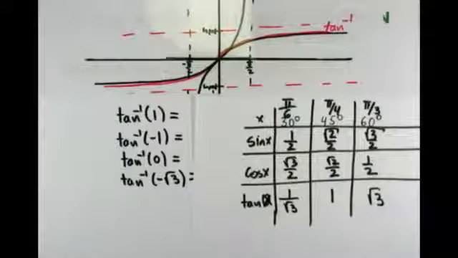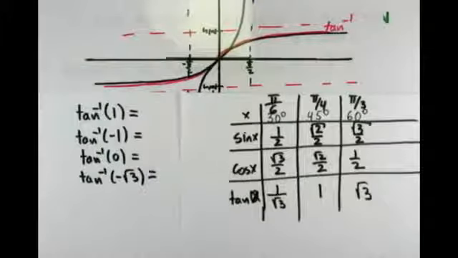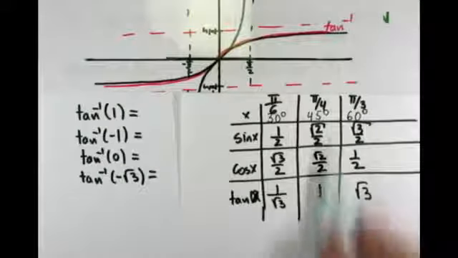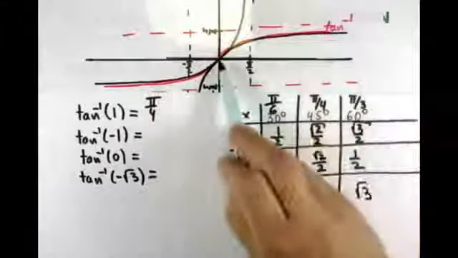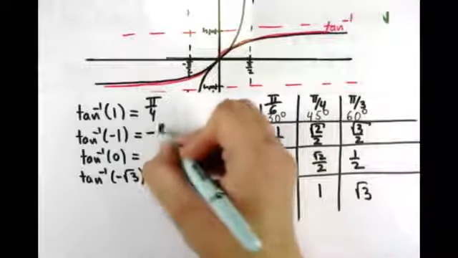Here's my chart. Okay, tangent at 1 is what? Pi over 4. So tangent inverse is pi over 4. Minus 1 is exactly the same value except with minus. So this one is minus pi over 4.